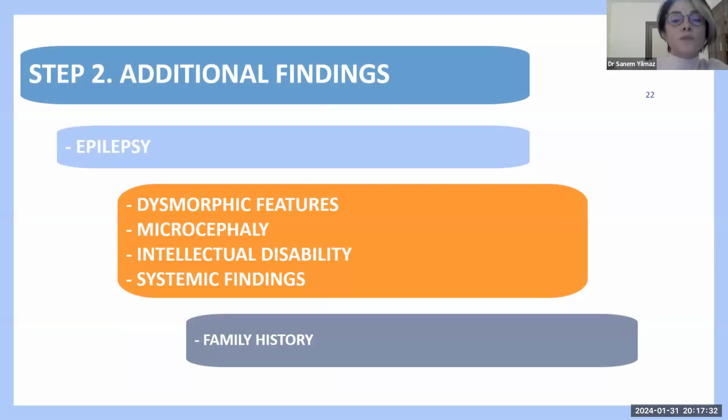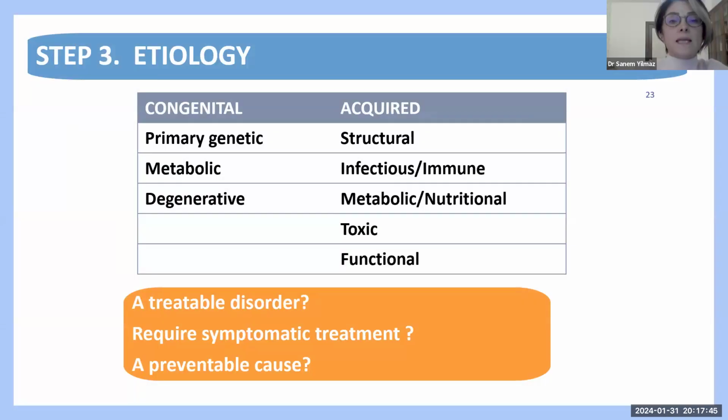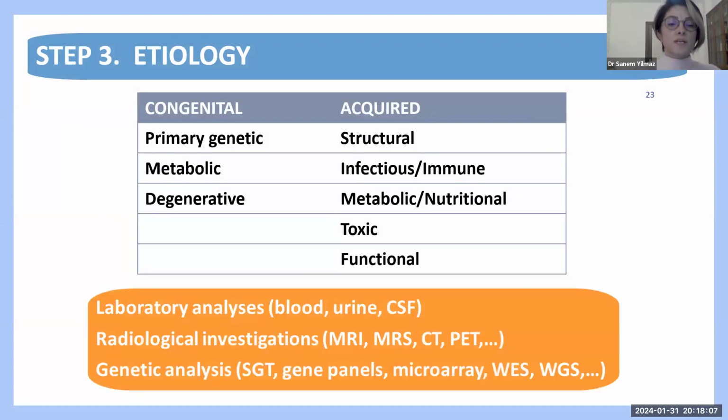And after classifying the movement disorder, the next step is thinking about the additional findings like epilepsy, dysmorphic features, microcephaly, intellectual disability, systemic findings, and of course the family history. And the next step is trying to define the underlying etiology by always considering the congenital and acquired causes. And the clinicians should also focus on whether this is a treatable disorder, which requires a symptomatic treatment, or is it a preventable cause? So the clinician should think about which laboratory tests should be done.